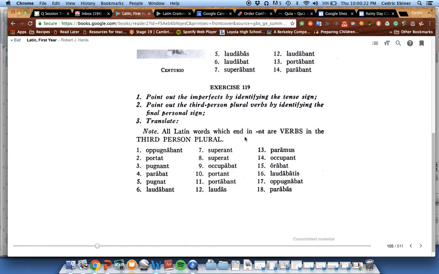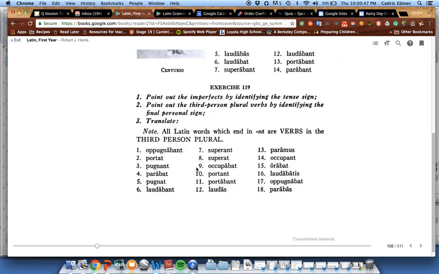In exercise 119, we mix and match a few different tenses. Here we have the BA for number 1, for example, or for number 6, or for number 4. That obviously is imperfect, but then the other ones that do not have this BA have an A before the ending, so at or ant and that kind of stuff. So that's dealing with present.